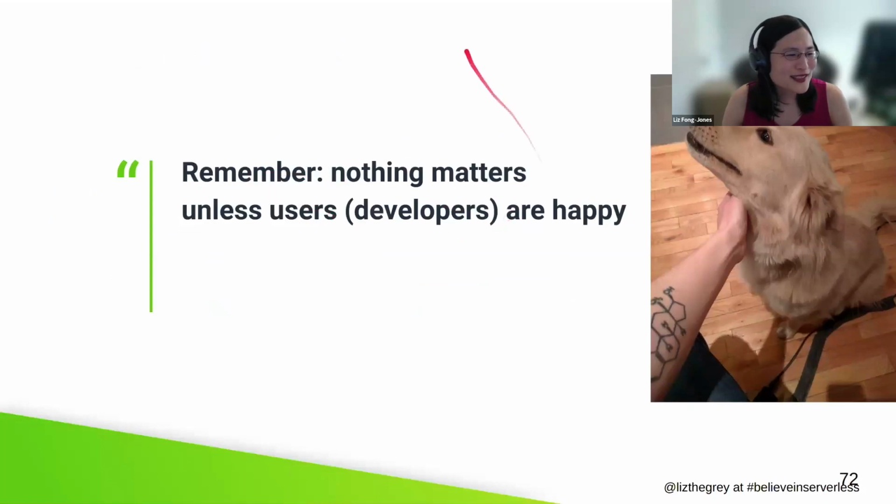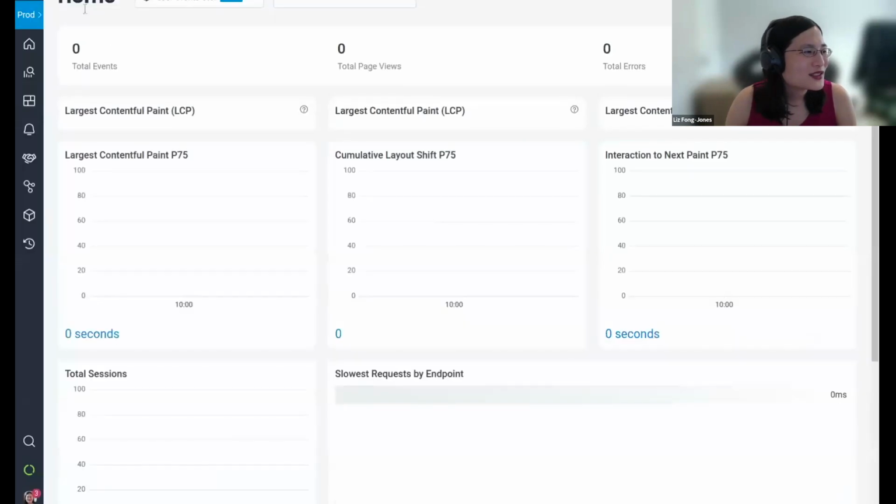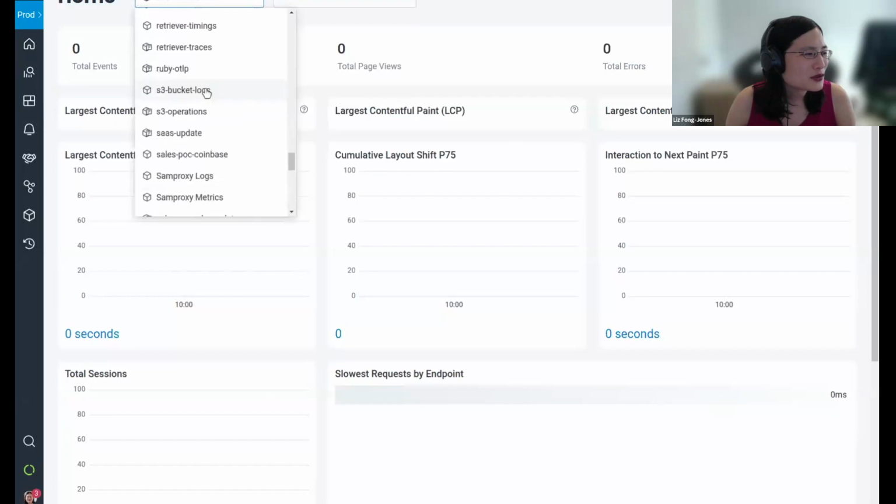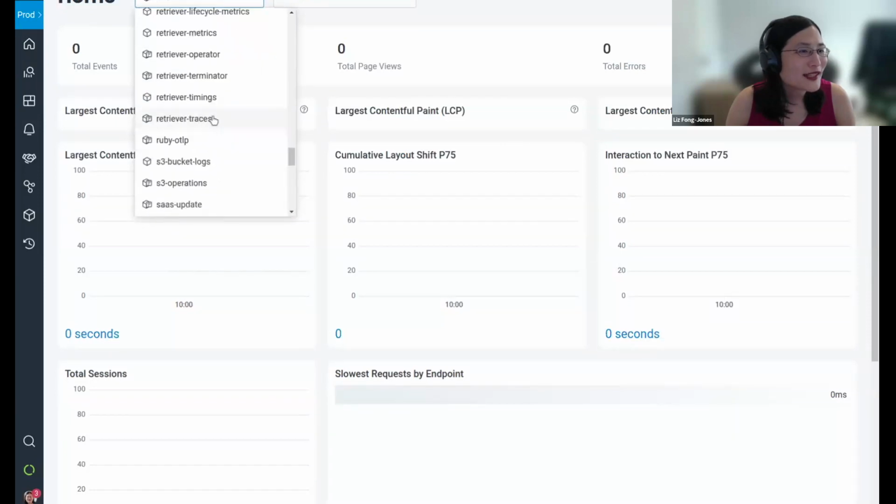So nothing matters unless users are happy. So that is a very happy golden retriever. So now let's switch to the live demo part. So I'm going to page over to here and show you a couple of things.